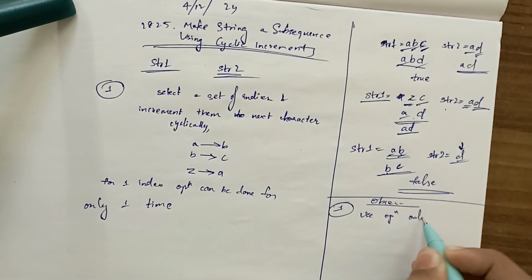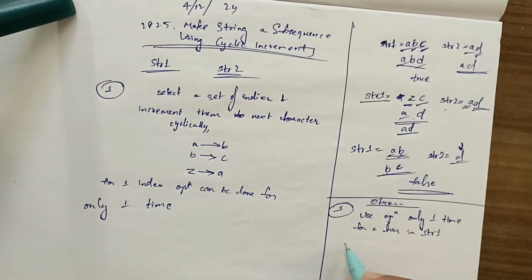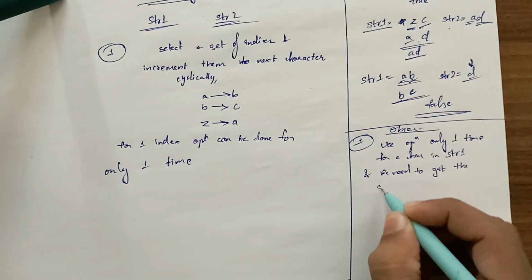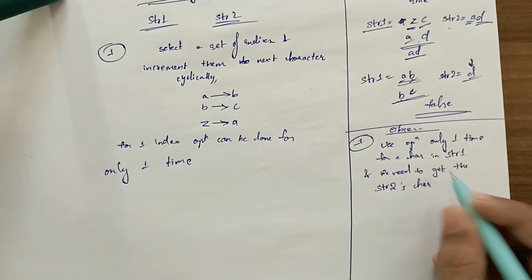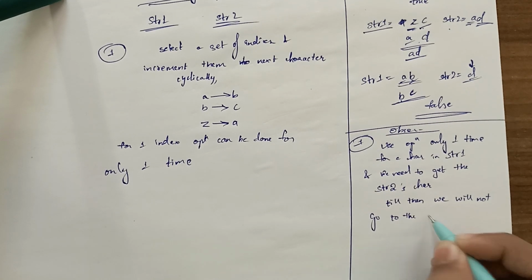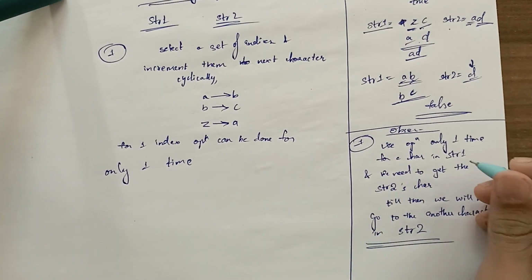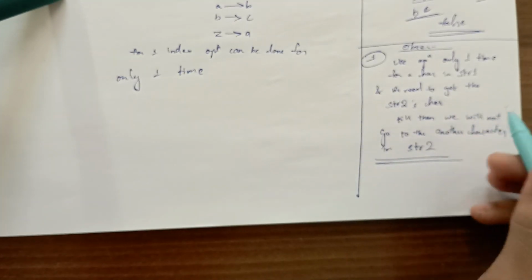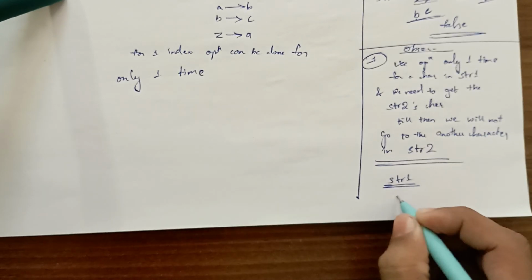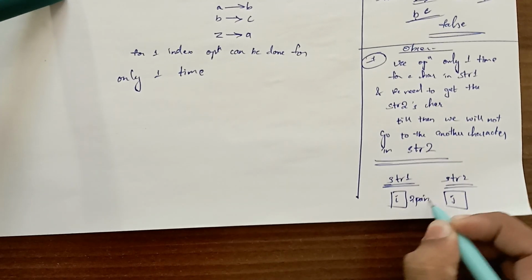So the observations here are: use the operation only one time for a character in string 1, and we need to get the string 2's character. Till then, we will not go to another character in string 2. As I said, we are pointing to the characters in string 1 and string 2. For string 1, we will have an index I, and for string 2, we will have index J. So you can use a two pointer approach for this problem.